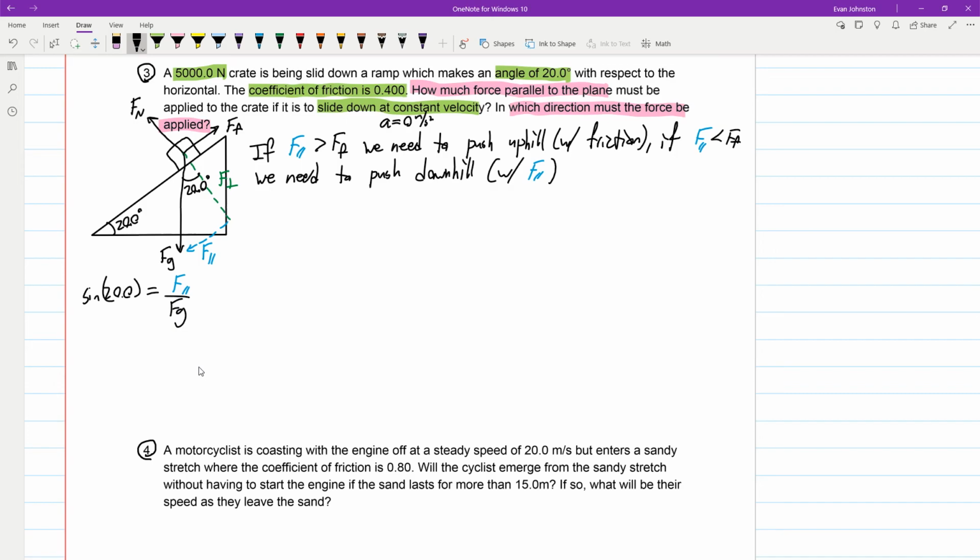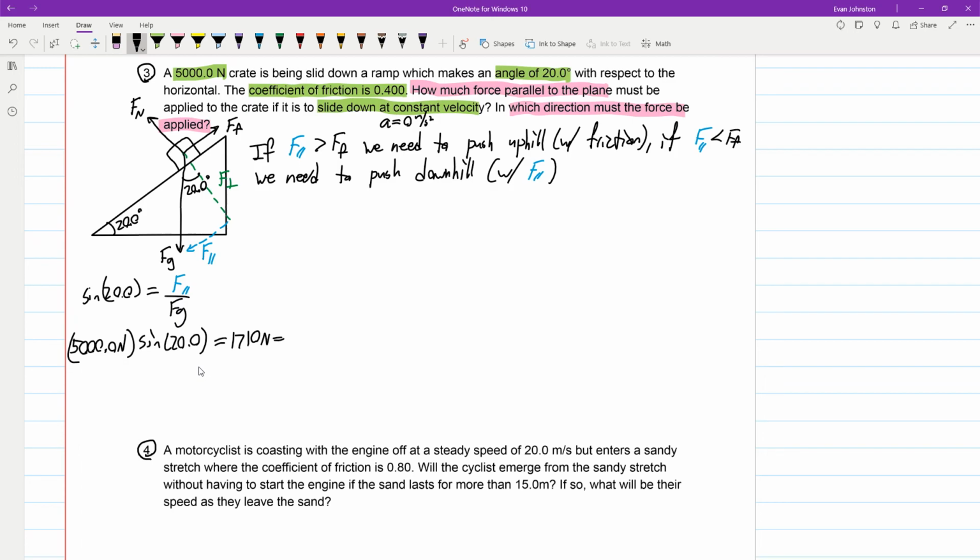So we know that sine of 20.0 degrees gives us our force parallel over the force of gravity. If I multiply Fg over to this side, which is 5,000.0 newtons, we then have 5,000.0 newtons times sine of 20 degrees. When I put this into my calculator, I get 1,710 newtons.